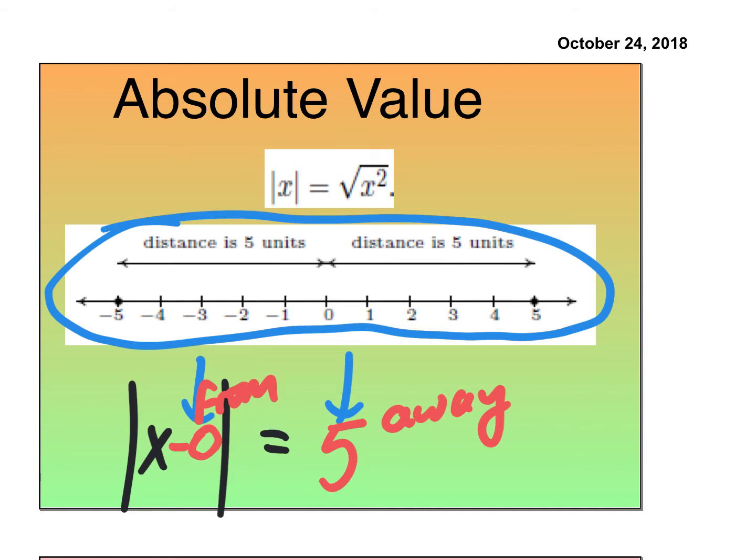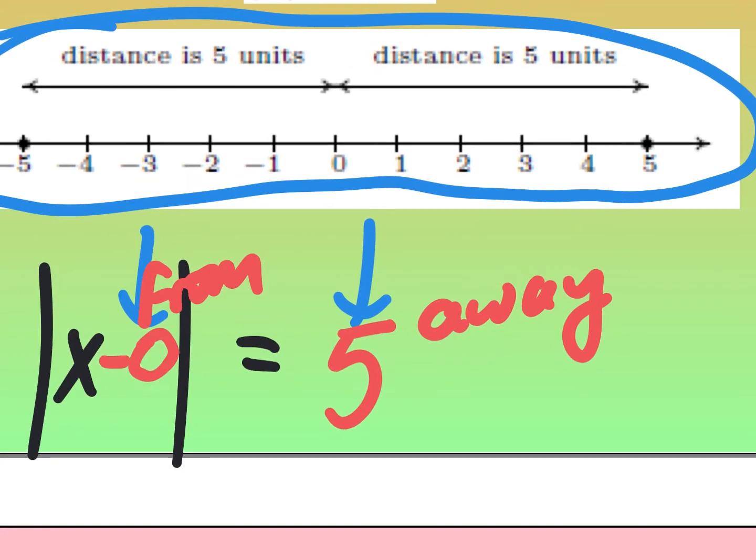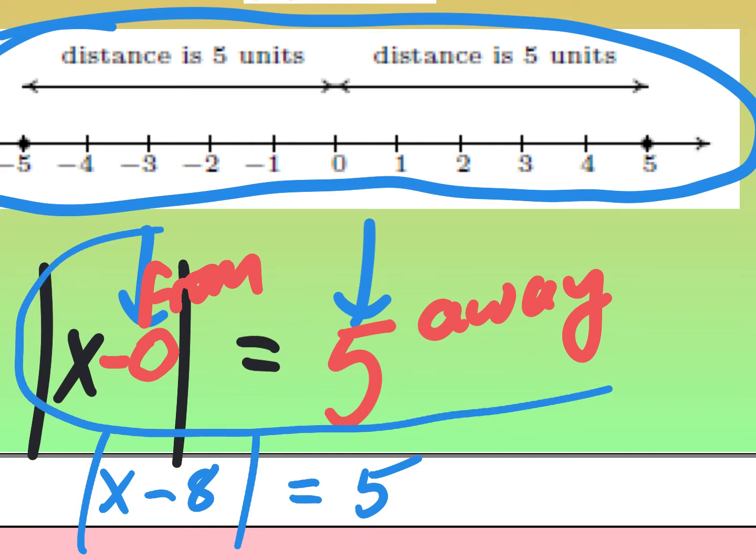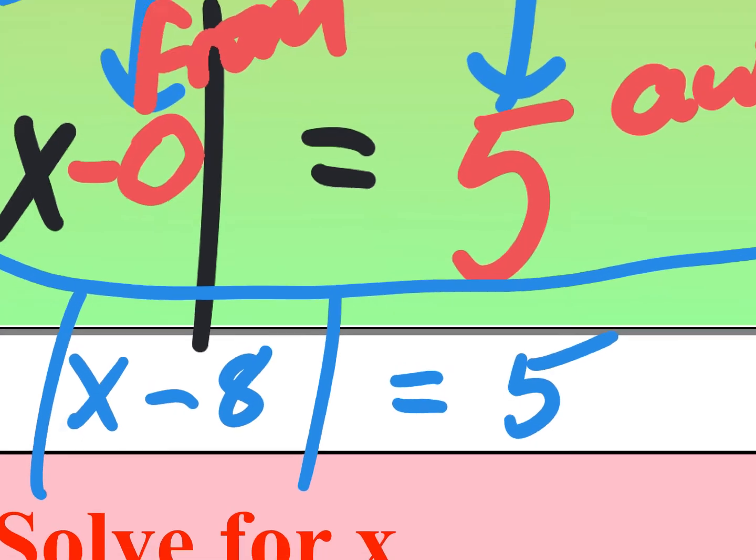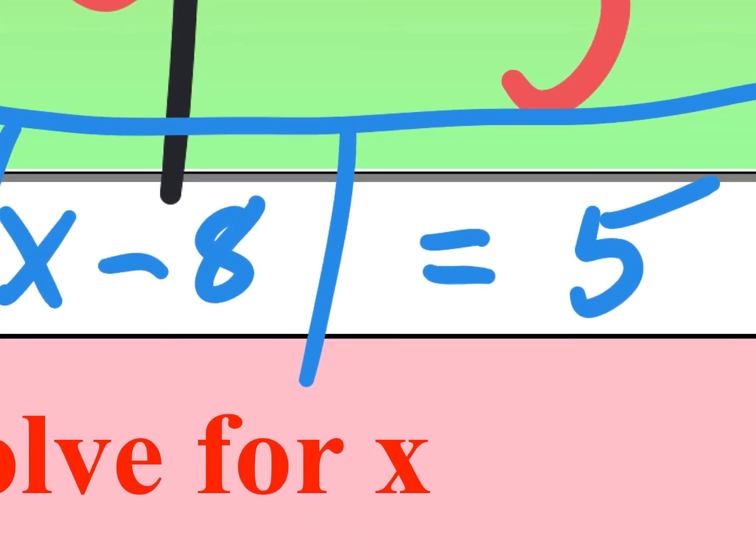Okay, now, I couldn't believe that last hour only 2 kids could make this extension. Let's see if I've explained it better. Because then I asked, what does this mean? And only 2 kids knew. This meant that we were 5 away from 0. What does this one mean? Jody? That we are 5 away from 8.